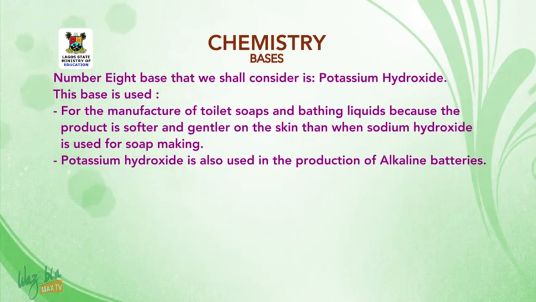Number eight base that we shall consider is potassium hydroxide. This base is used for the manufacture of toilet soaps and bathing liquids because the product is softer and gentler on the skin than when sodium hydroxide is used for soap making. Potassium hydroxide is also used in the production of alkaline batteries.